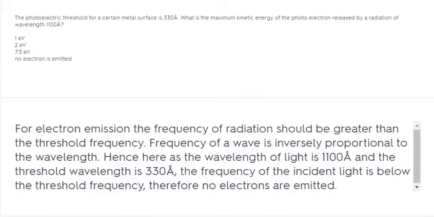The photoelectric threshold for a certain metal surface is 330 angstroms. What is the maximum kinetic energy of the photoelectron released by radiation of wavelength 1100 angstroms? 1 eV, 2 eV, 7.5 eV, no electron is emitted.